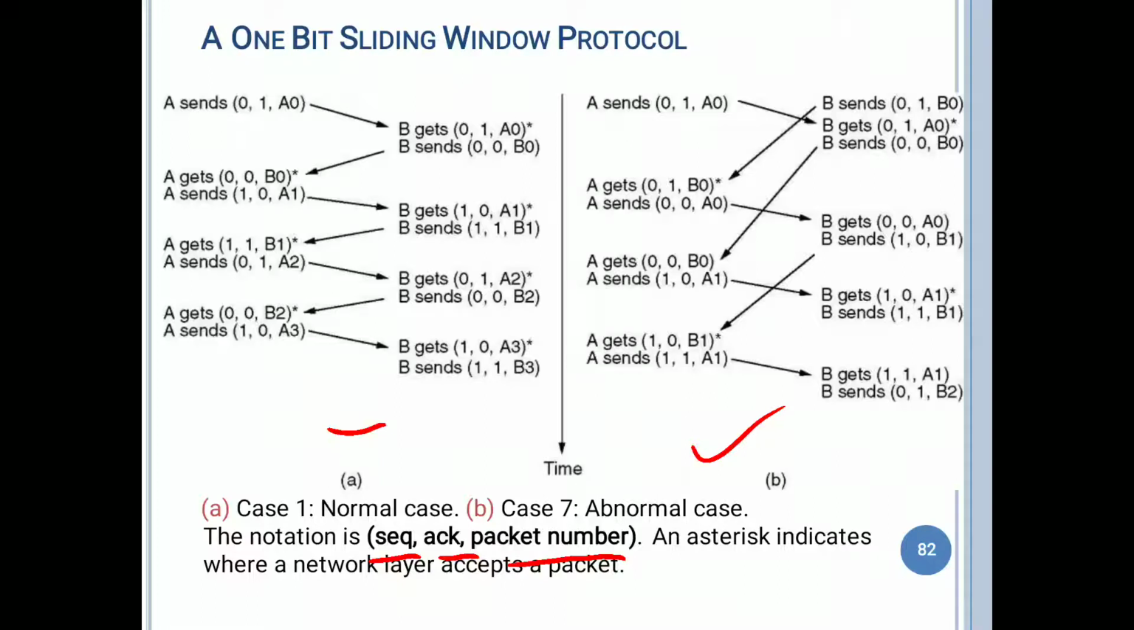So why do we add the acknowledgement here? Here 0 is the sequence number of A, and 1 means it is requesting the first frame from B. So the acknowledgement is nothing but a request to B to send one frame next.